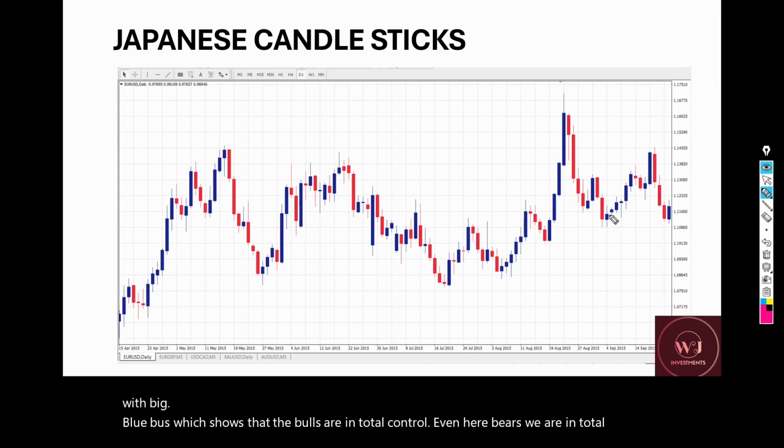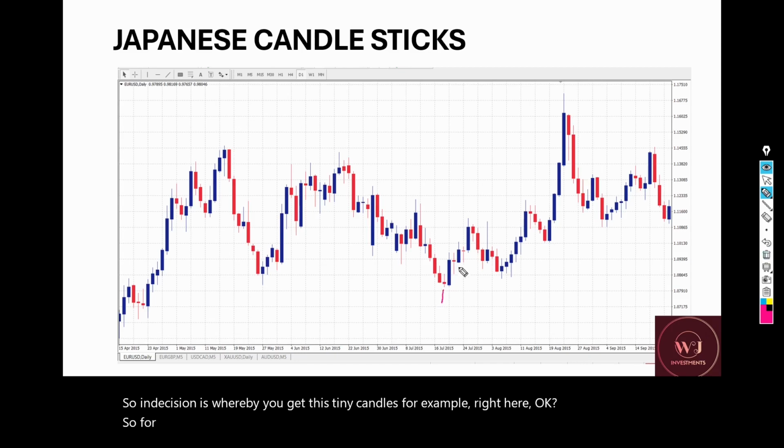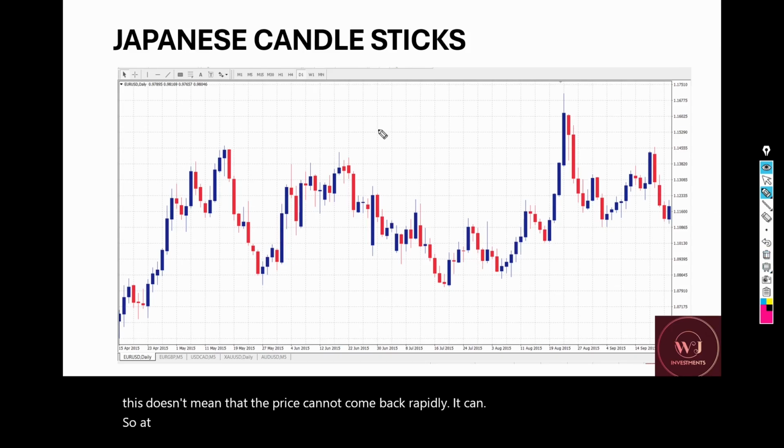Indecision is whereby you get these tiny candles, for example, right here. This is an indecision candle. Those tiny candles show indecision. But these big blue candles show that there is strong buying pressure. But this doesn't mean that the price cannot come back rapidly. It can. At any time, the pressure can change unstoppably.